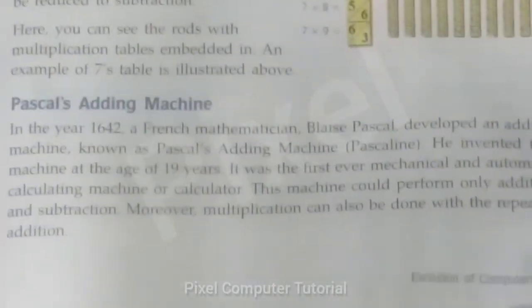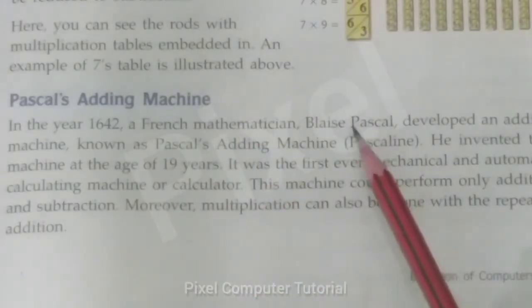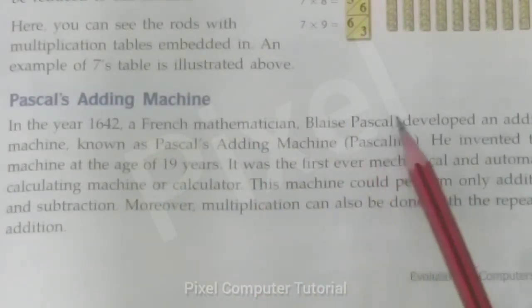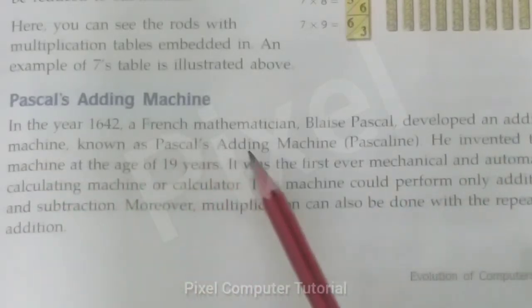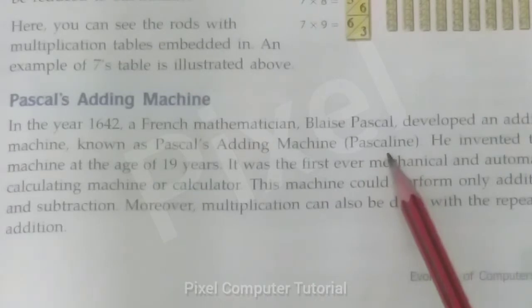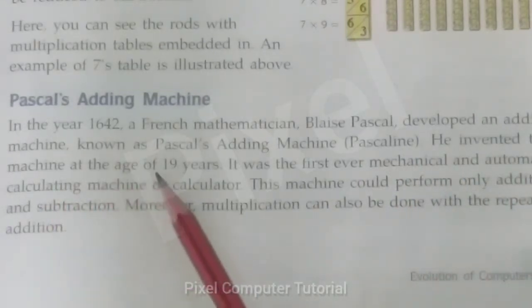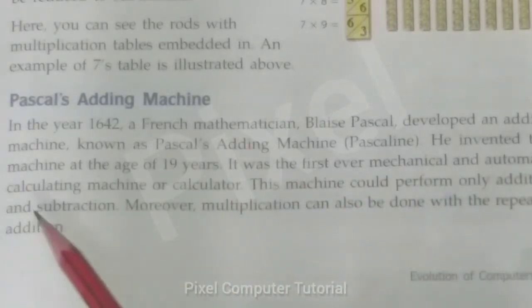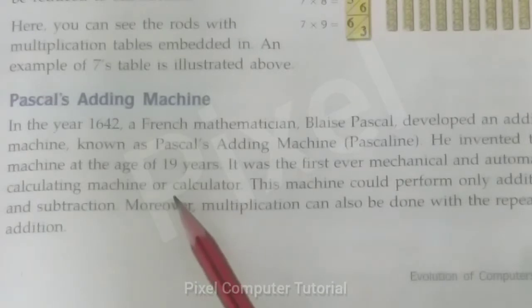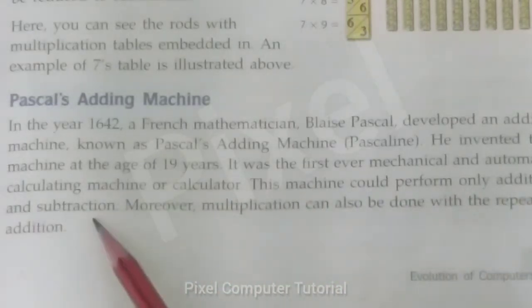Next we will go to Pascal's addition machine. In the year 1642, a French mathematician, Blaise Pascal, developed an addition machine known as Pascal's adding machine or Pascaline. He invented this machine at the age of 19 years. It was the first ever mechanical and automatic calculating machine or calculator. The machine could perform only addition and subtraction.